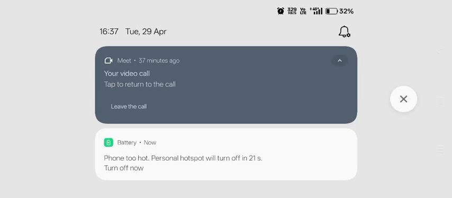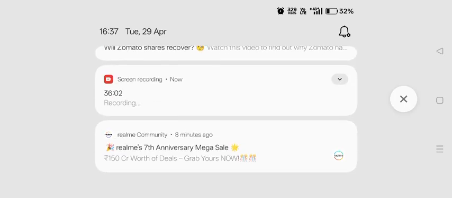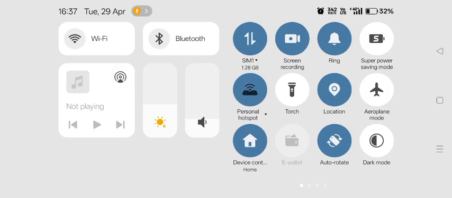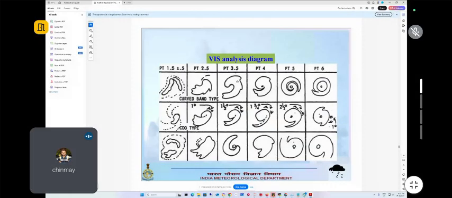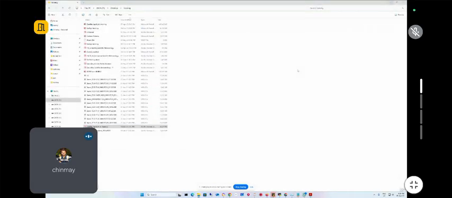So if, for example, the current shape of your cyclone is matching this particular shape, then your pattern T number is T3.5. If your cyclone is appearing like this in your satellite image, then that is PT5, that means pattern T 5.0. Okay. So simply it is pattern matching. That's why it is called pattern T number.